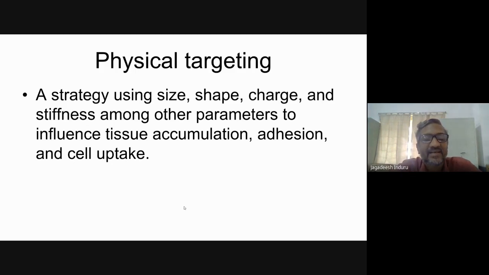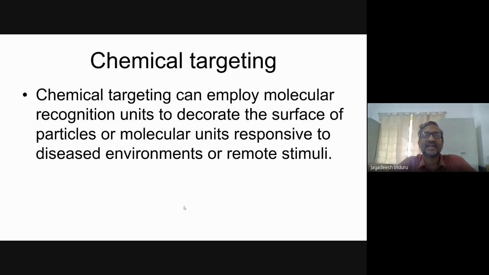Now we come to another classification: one is physical targeting, another is chemical targeting. In this strategy, using size, shape, charge, stiffness among other parameters to influence tissue accumulation and adhesion comes under physical targeting. Like your magnetic microspheres, nanoparticles or liposomes, they come under this, and the sizes of different nanoparticles linked to the capillary size of your organ, that is another one, and having flexibility and rigidness as the index to enter the target organ. All the physical parameters which affect your targeting are called physical targeting.